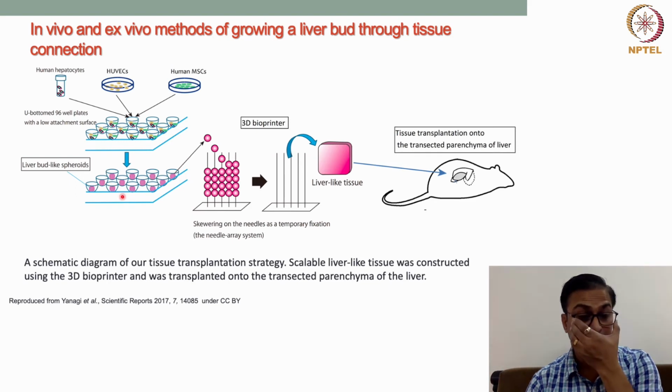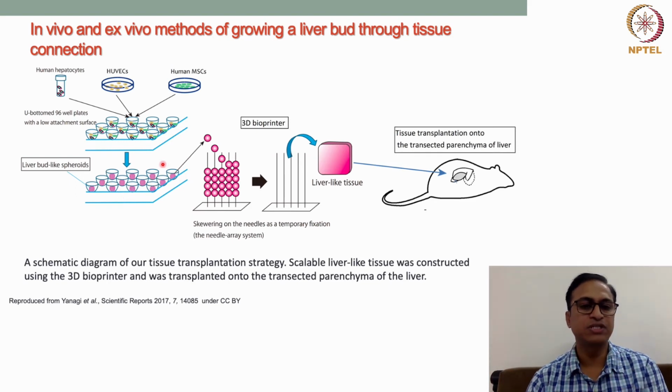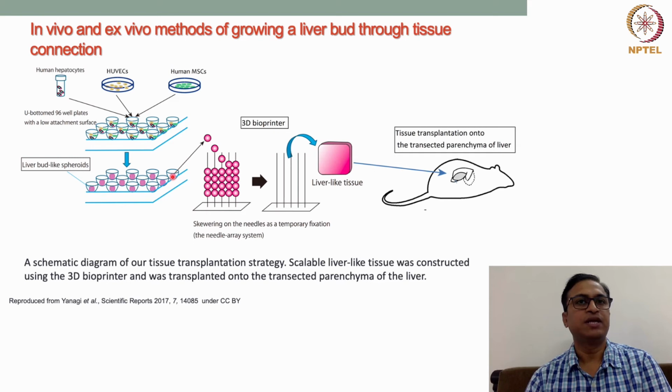Now these liver bud like spheroids, this is done without manual work, it's automatically done. They have also designed a bioprinter to suit this process, where robotically these spheroids are lifted and then placed on this microneedle array, as I have discussed before.